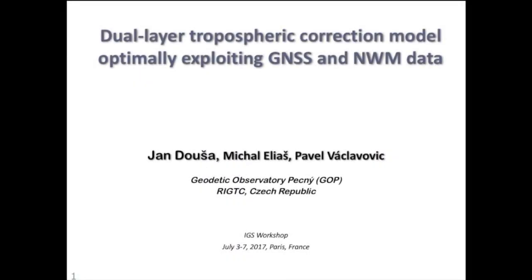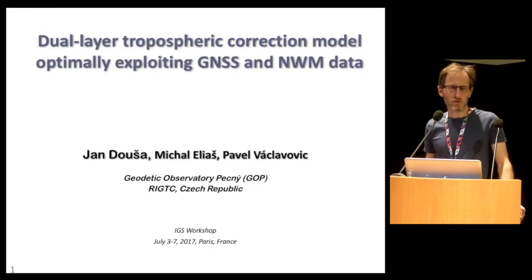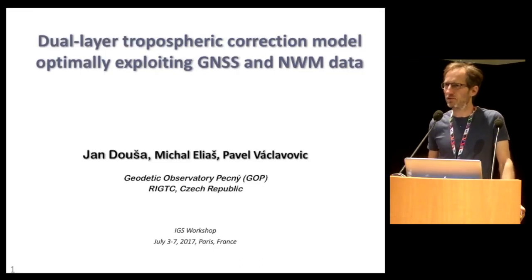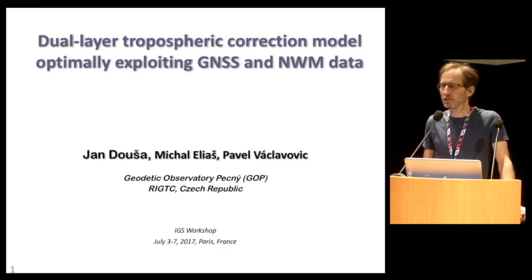Good morning, everybody. I'm going to describe to you a dual frequency tropospheric correction model for a real-time GNSS application, which optimally exploits the GNSS data and total delay from a real-time or near real-time source on the one hand, and the numerical weather model for prediction on the other side.